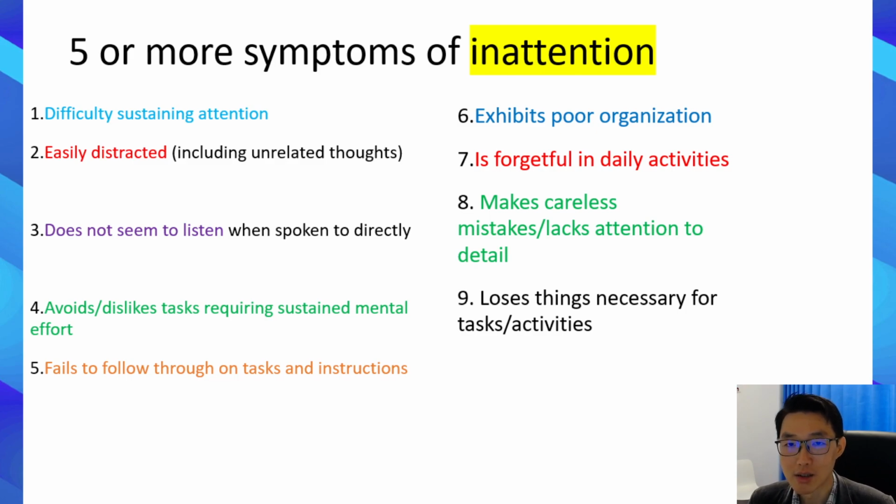And additionally, the patient also has number 6, poor organization skills. Number 7 is forgetfulness in daily activities. And because of 6 and 7, the patient manifests symptoms 8 and 9. Number 8 is that he or she makes careless mistakes and lacks attention to detail. And number 9, the patient loses things necessary for tasks and activities. So these are the symptoms of inattention. We need 5 or more of them.